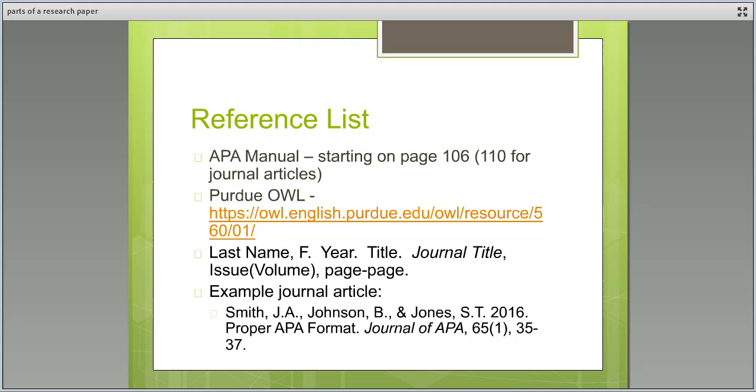In general, what you're going to do is you're going to have last name, first initial, year of the publication, title of the publication, journal title, issue, volume if it's available, and the page numbers that you're using. So for example, you can take a look down here at the bottom where we have a fake article by J.A. Smith as an example.